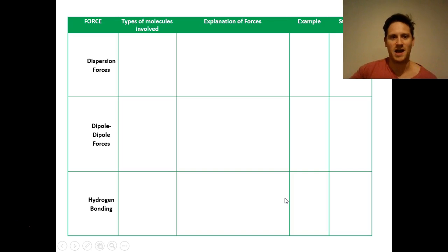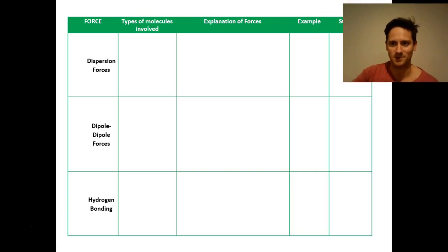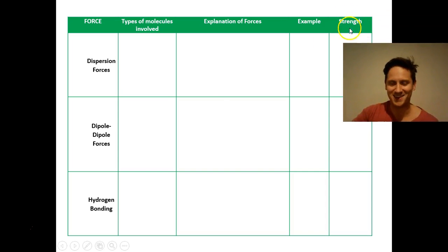So now that we've had a bit of a chat about what intermolecular forces are, we're going to go into a few different kinds. There's 3 kinds we're going to look at, 2 in this video and hydrogen bonding in the next video. So we're going to look at the types of molecules involved, the explanation of the forces, an example, and a strength. Cool.